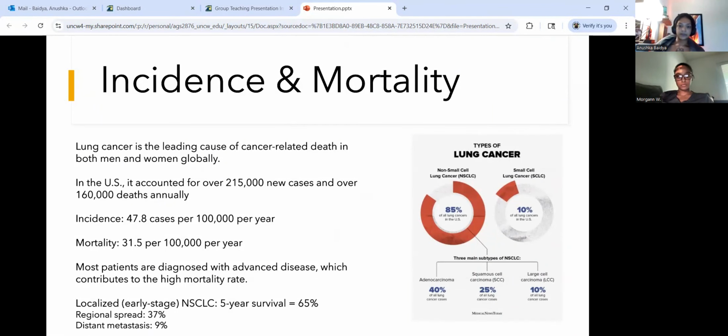Most patients are diagnosed with advanced disease, as Morgan said earlier. It's harder to find because it progresses so slowly. So that can contribute to the high mortality rate since they're diagnosed at a later stage. But the relative 5-year survival rate is about 65% in early stage NSCLC, but varies depending on the stage, with regional spread at about 37% and distant metastasis at 9%.